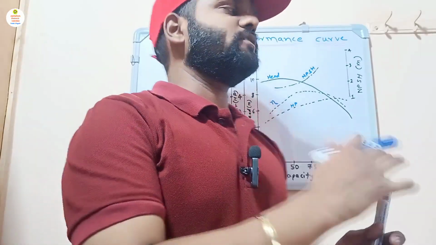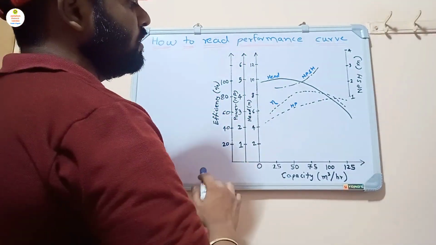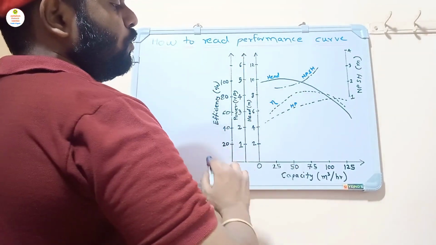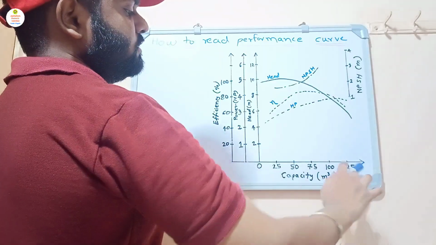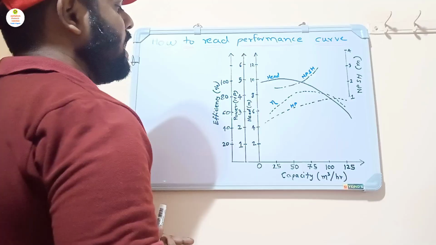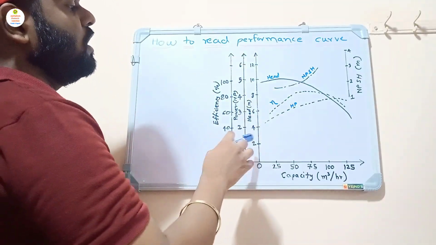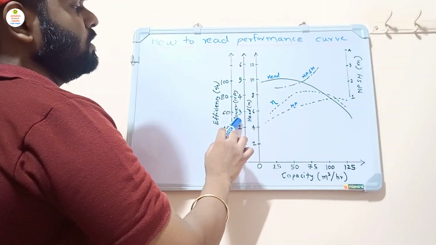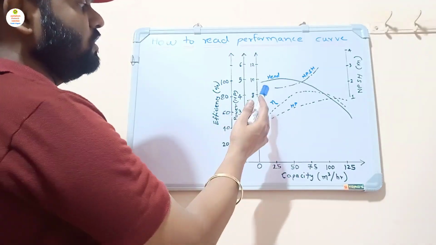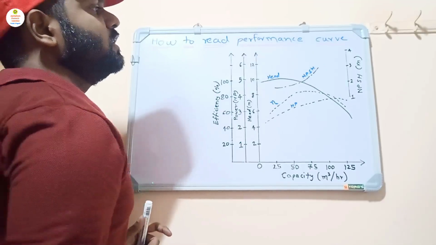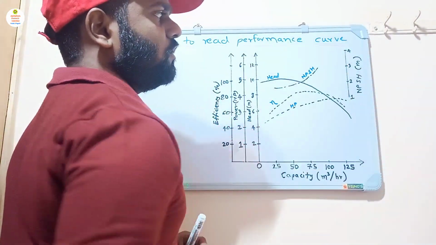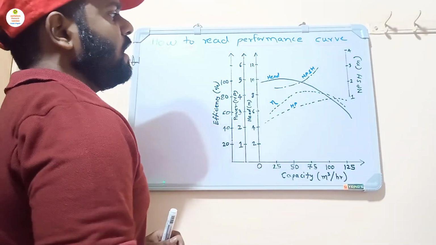So students, see here, this is the centrifugal pump performance curve. On the x axis there is capacity, which is in meter cube per second. On the y axis there is head in meters, power in HP, and efficiency in percentage on the left hand side of the curve. And see here, it is the NPSH, which is on the right hand side of the curve, in meters. Okay, and these are the curves.